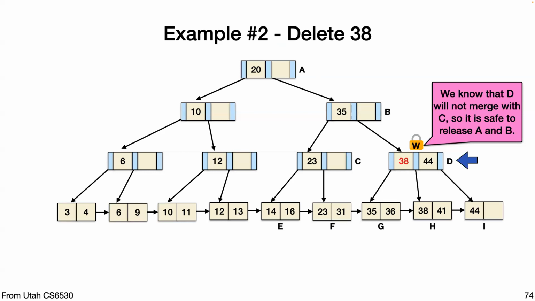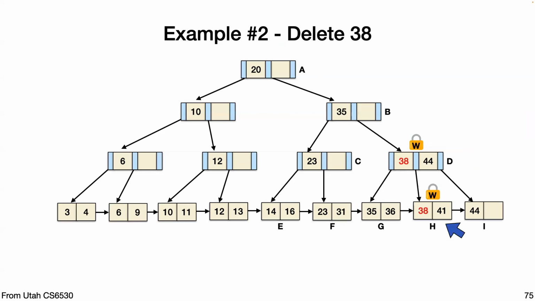Okay, so we have to delete 38. We have to hold on to D, and then we're going to keep traversing down the tree, because if 38 is here, then 38 must also be lower in the tree, because this is a B plus tree. So we are going to hold on to D, and we are going to now grab H, which is 1 level down, and indeed we find 38.